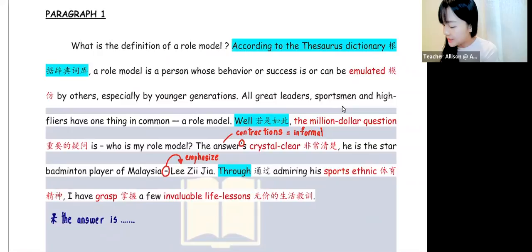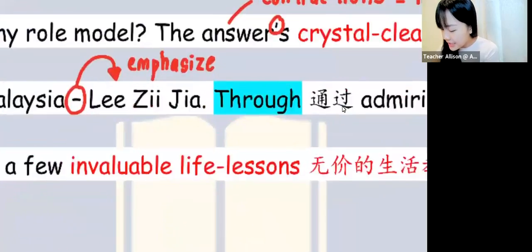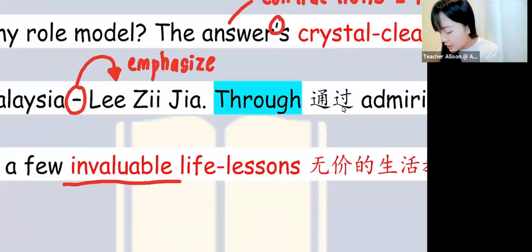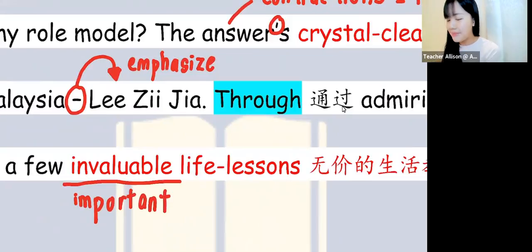Through admiring his sports ethic, meaning his amazing attitude towards sport, I have grasped a few invaluable life lessons. So the meaning of grasp is you understood a few very, very important things. Invaluable means super duper important life lessons, and it teaches you to live a better life.